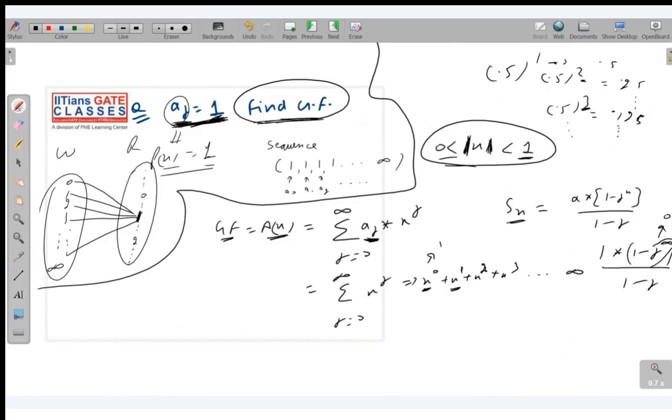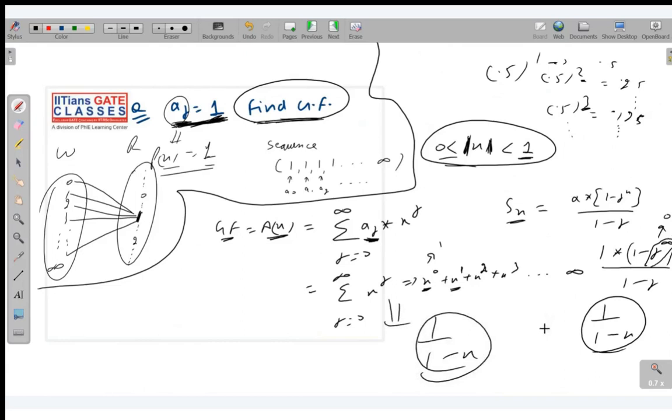So when r power infinity becomes 0, what will be our answer? 1 into 1 minus 0 is nothing but 1 only. So 1 upon 1 minus r. r is the common ratio, that is x only. So finally, our answer will be 1 upon 1 minus x. So if the numeric function a_r is 1, then the corresponding generating function A(x) will be 1 upon 1 minus x. This is my answer.